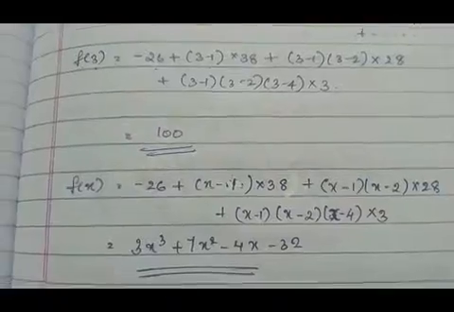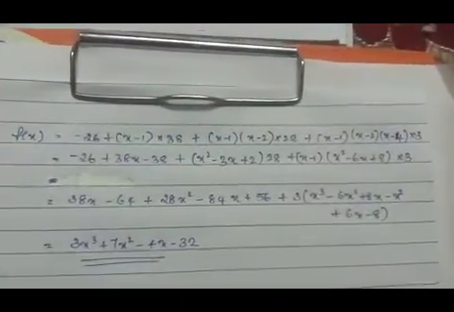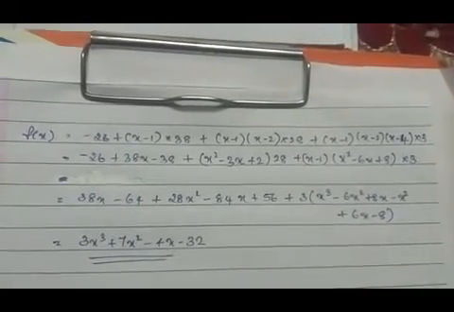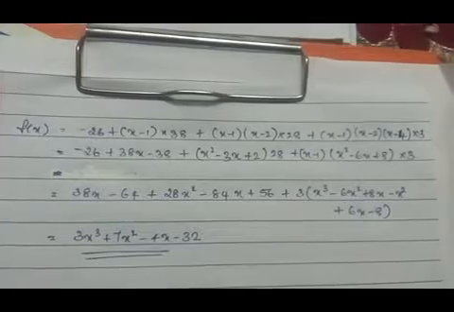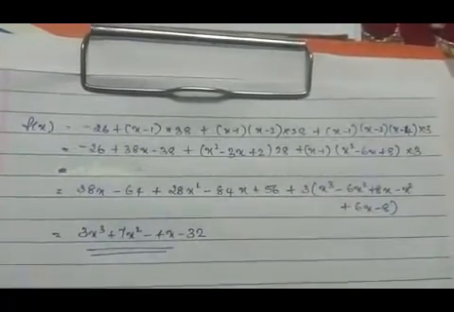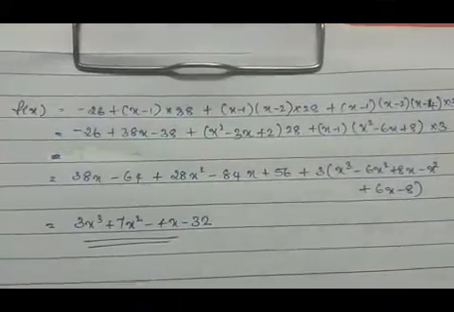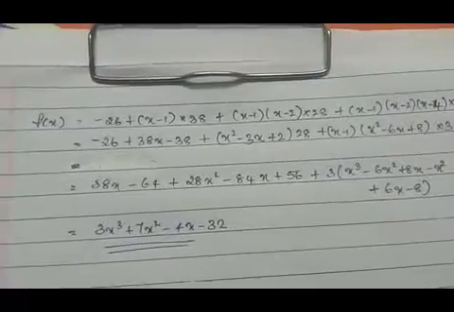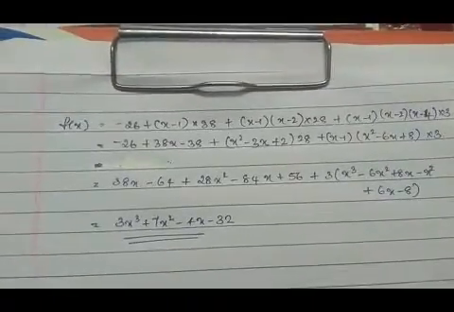So the steps in simplification are, first you have to remove each bracket. One by one you remove the brackets, and then it will be easy for you to simplify and find the polynomial. The final answer is 3x cubed plus 7x squared minus 4x minus 32. So this is how we will get the polynomial.